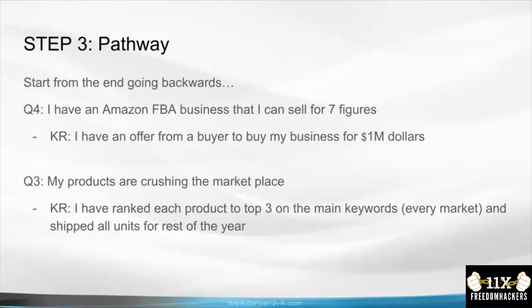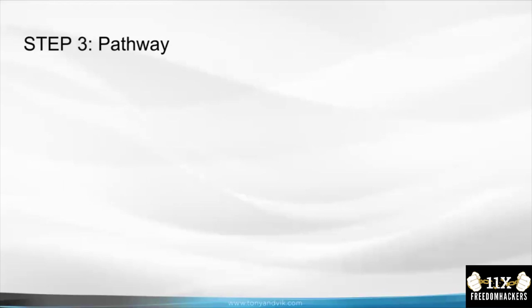So where do we want to be? An Amazon FBA business that can be sold for 7 figures. So that's December. 90 days before that, okay, the products are crossing the marketplace. And 90 days before that, okay, I have products and a team to support me. And again, this is the reason why you cannot write your objectives, for example, for your team members: you don't know what is inspiring to them.